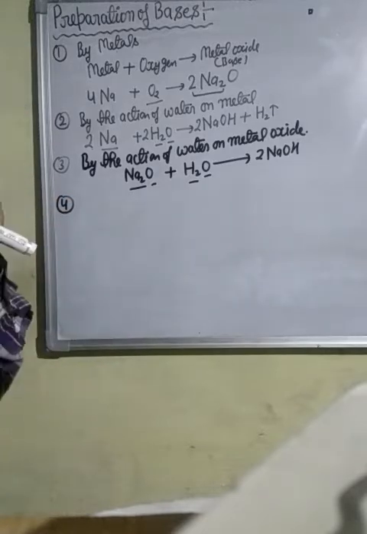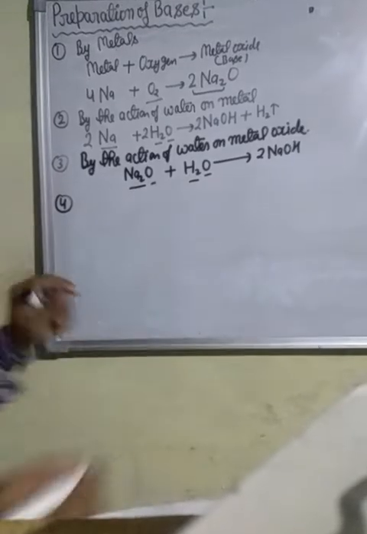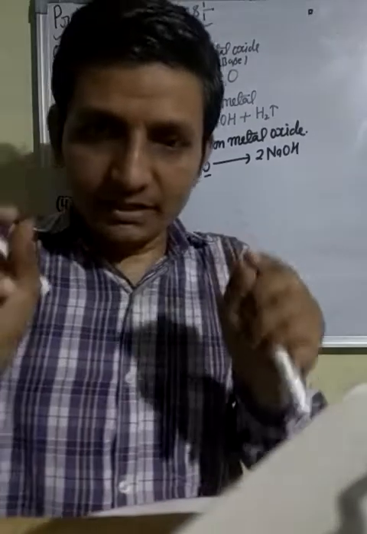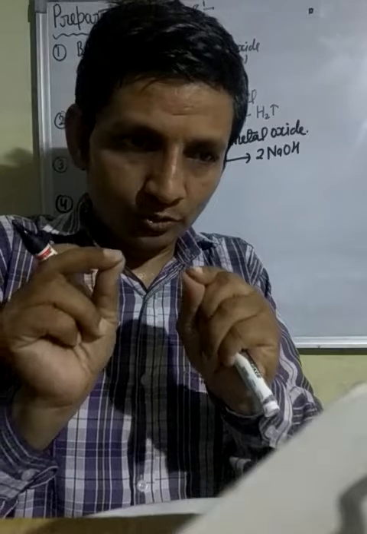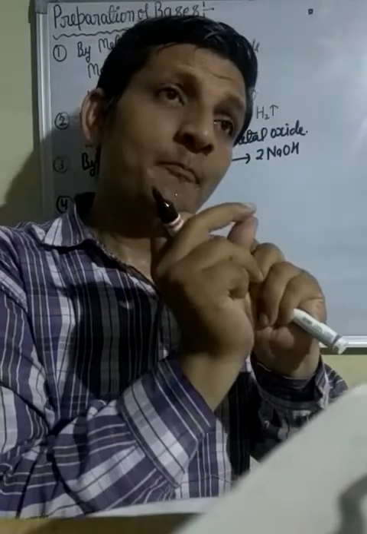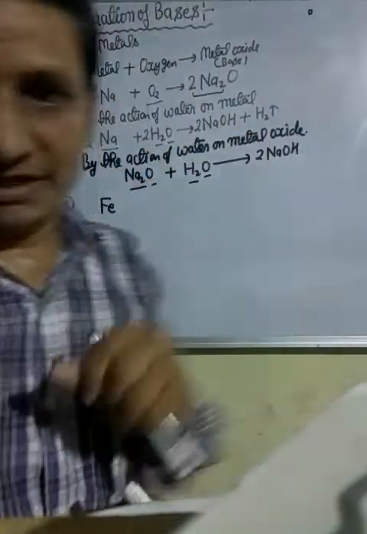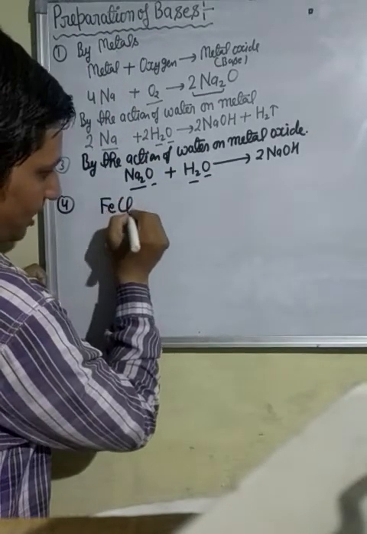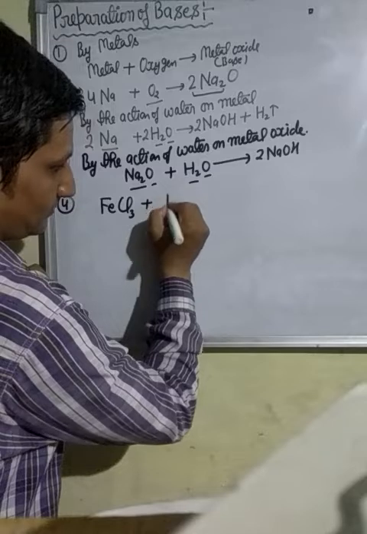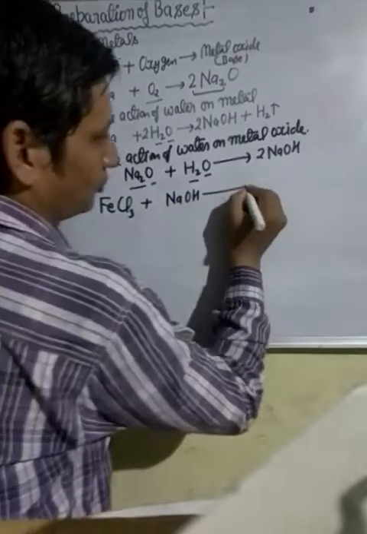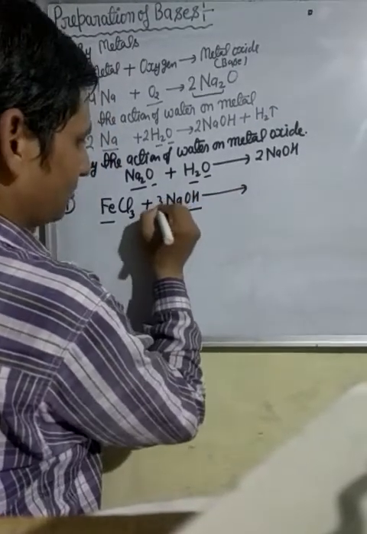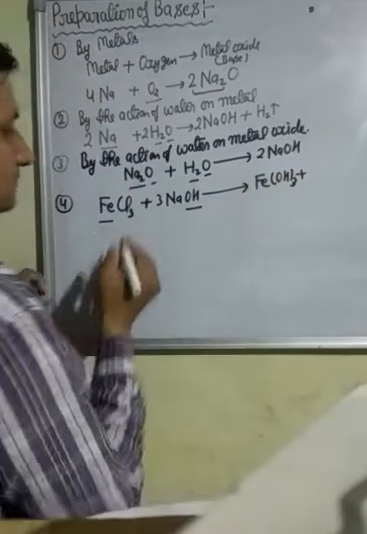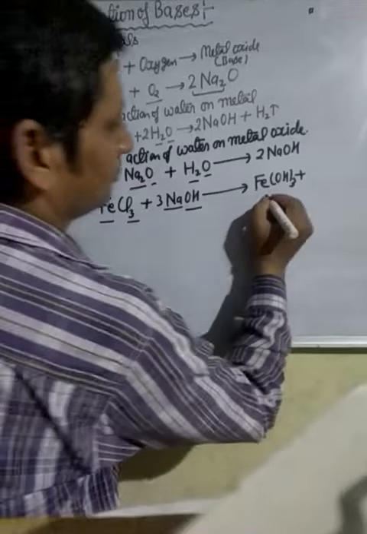Number 4, by the reaction of aqueous salt with base to form metallic hydroxide, that is also called base or alkali. Look here, this is ferric chloride. Ferric chloride reacts with base sodium hydroxide to form Fe(OH) whole thrice. This is called ferric hydroxide, plus 3NaCl.